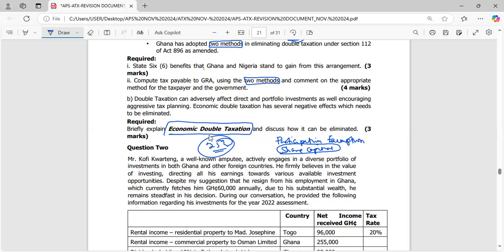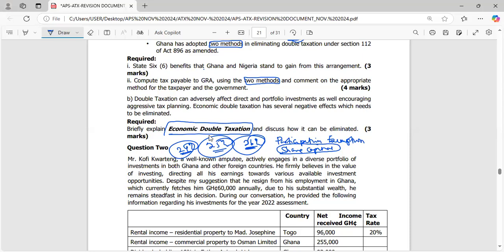So if you hold 26% in a company, any dividend you receive will be exempted from withholding tax. If you hold 24%, every dividend you receive will be subject to 8% withholding tax. So companies are advised to hold more than 25% of the voting power in a company. Then every dividend you receive will not be taxed. The second one is the Free Zone Act.